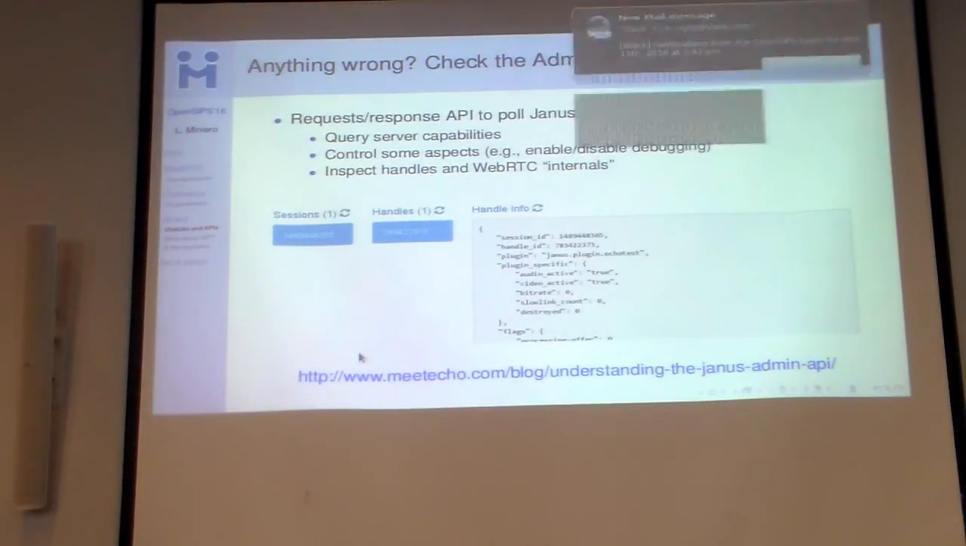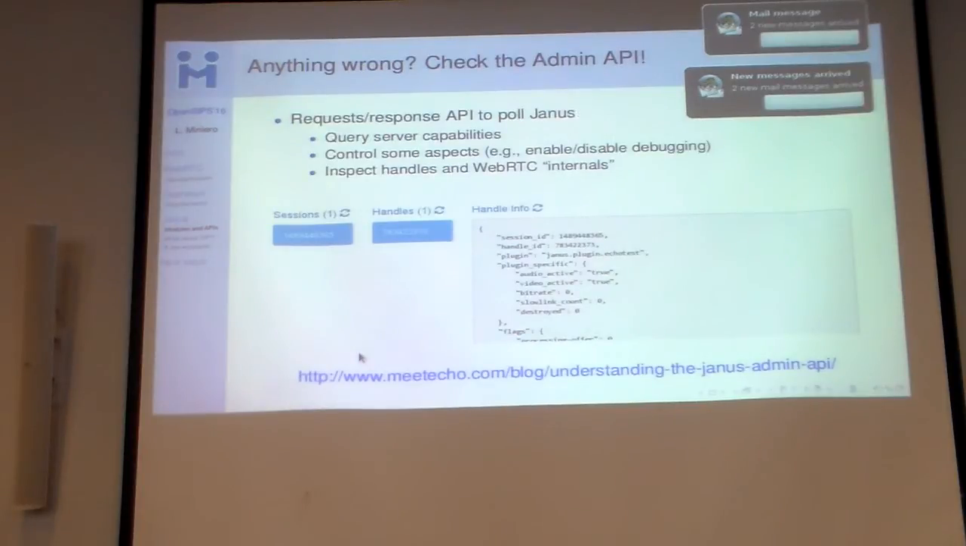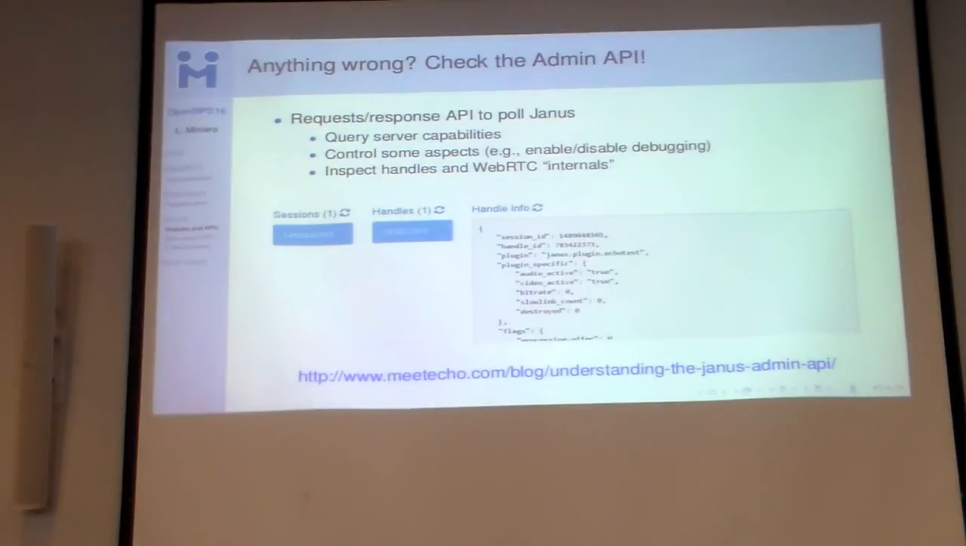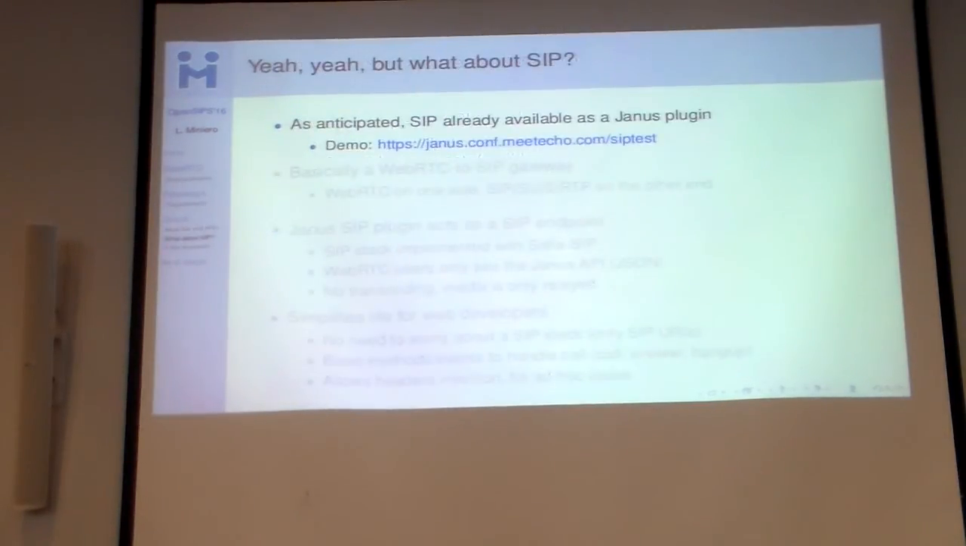So if the code didn't work for some reason, maybe you got a black screen or something like this, then you might want to have a look at that just to figure out what went wrong. Maybe the ICE connectivity checks failed, maybe the DTLS handshake failed for some reason, maybe everything worked fine but then no media is being exchanged for some reason, and so on, and the Janus admin API can help you with that.